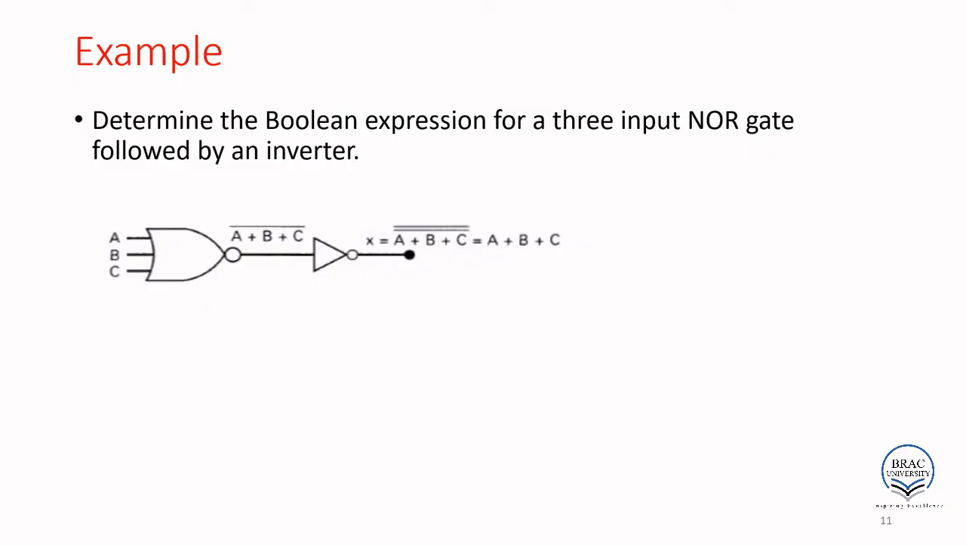It says determine the Boolean expression for a 3-input NOR gate followed by an inverter. So you have A, B, and C, which with the inverter can be written as A plus B plus C, whole bar. If you do inversion again, then it will become A plus B plus C.